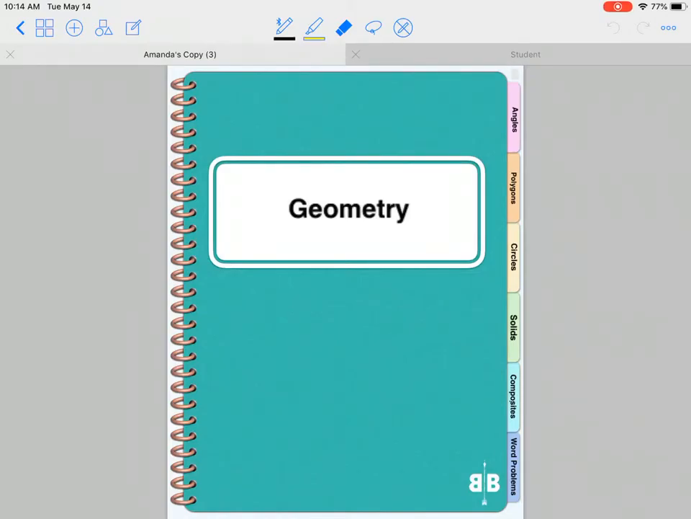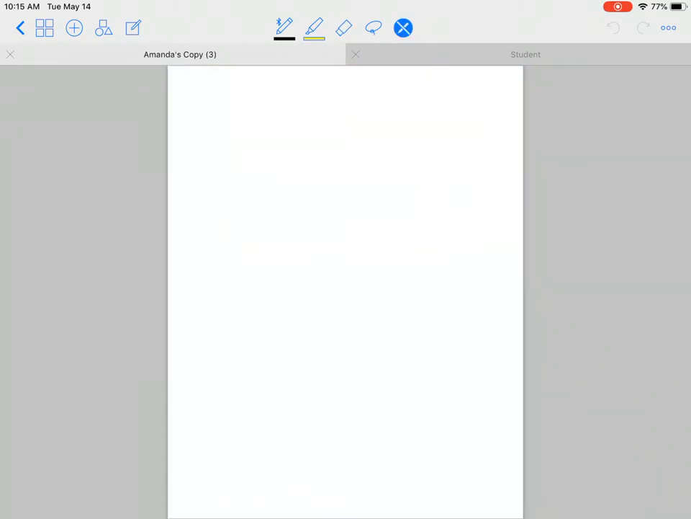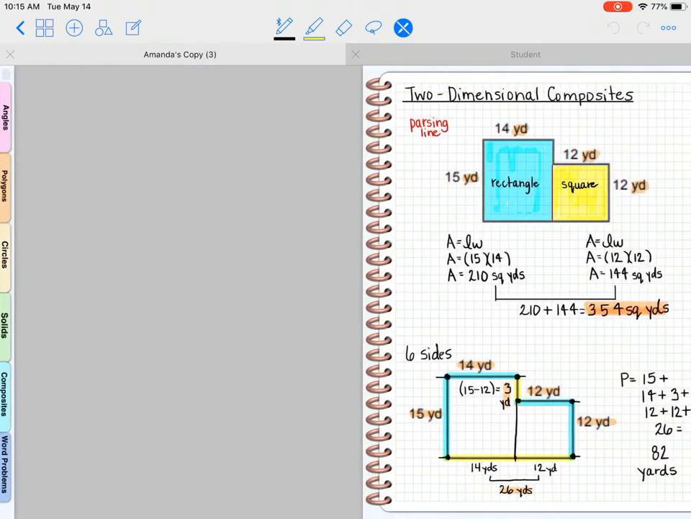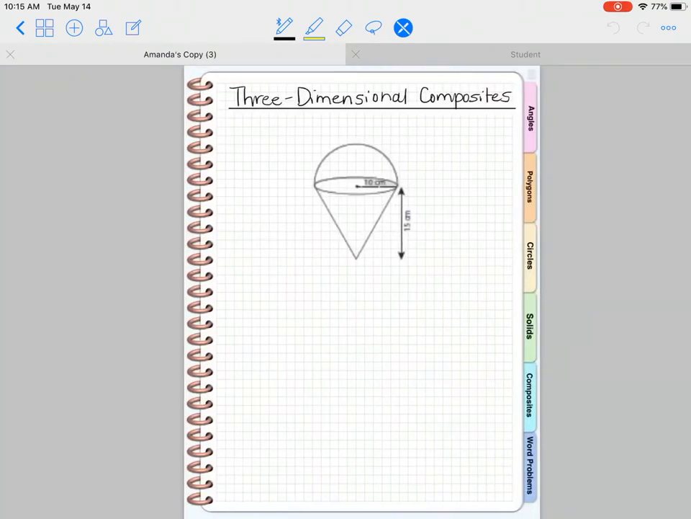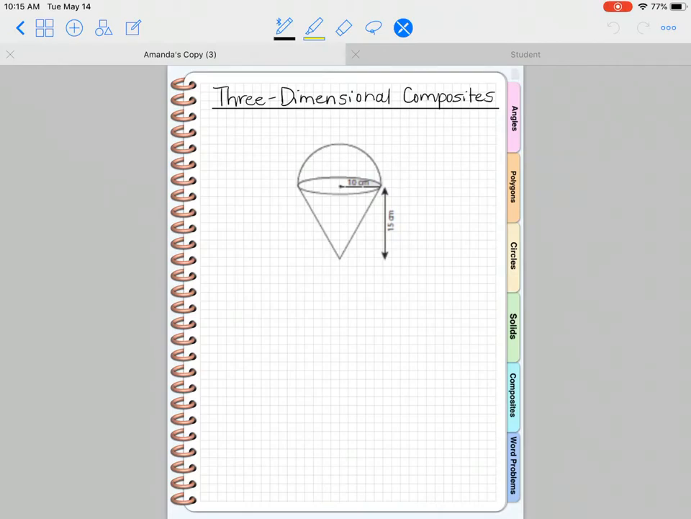Hello and welcome back for another composite problem. And now we are into the three-dimensional composites. So we did 3 problems with the two-dimensional shapes, and now we're up to the three-dimensional composite.